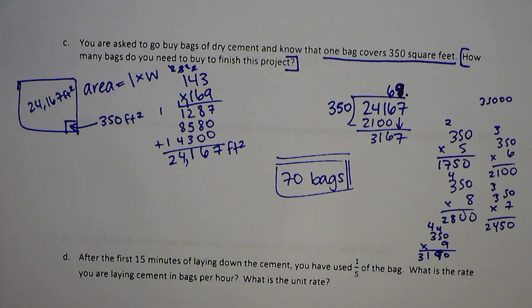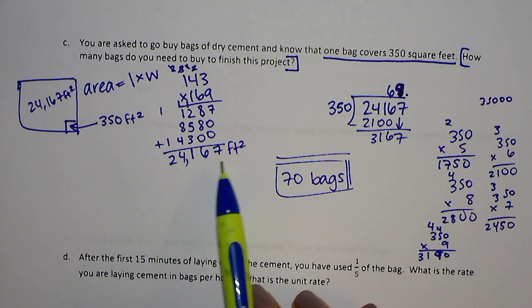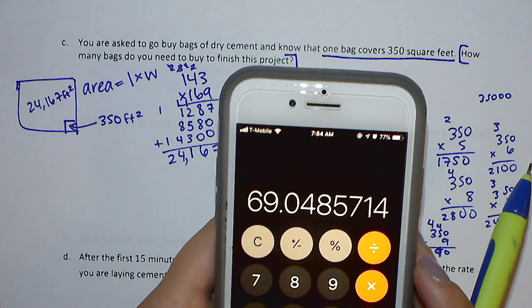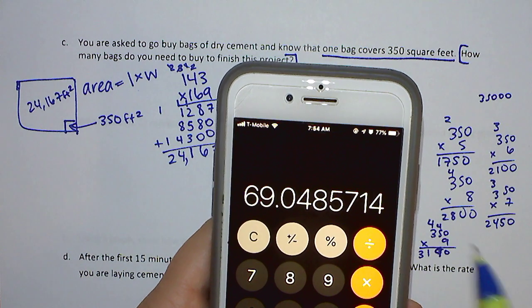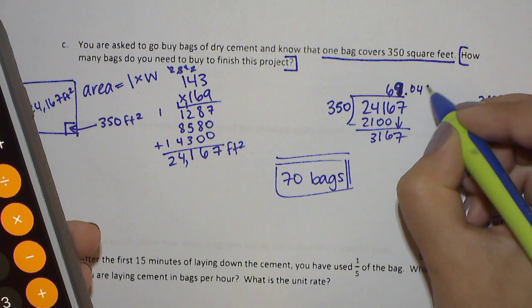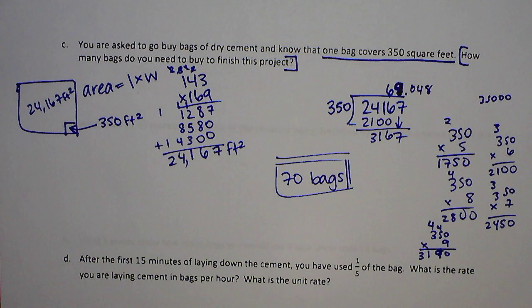So you should have gotten the answer of 70 bags. If you got 69, I gave you 3 points probably. If you weren't sure how to set this up at all, I probably gave you 1 point if you could tell me why. So 143, let me just check on my calculator, make sure we did everything right. 24,167, that's right. Divided by 350 makes 69.048, whatever. So 69 point more than 69 means that I need 70 bags.